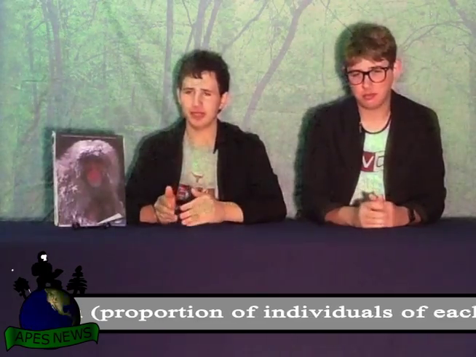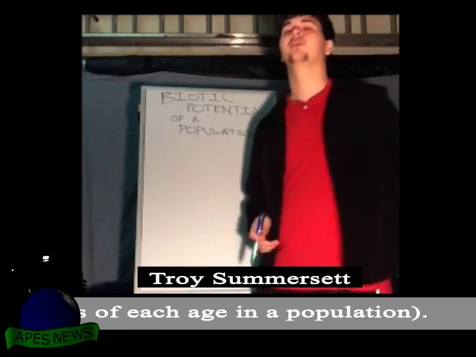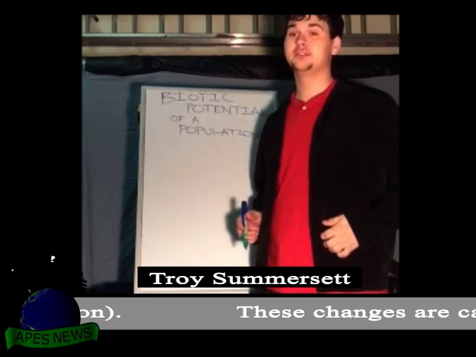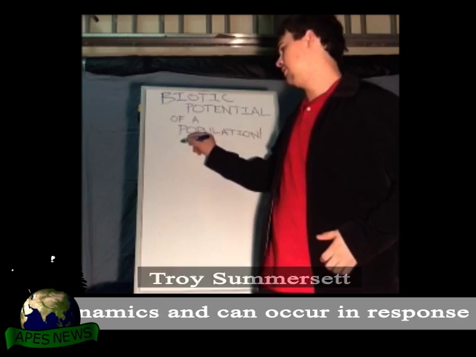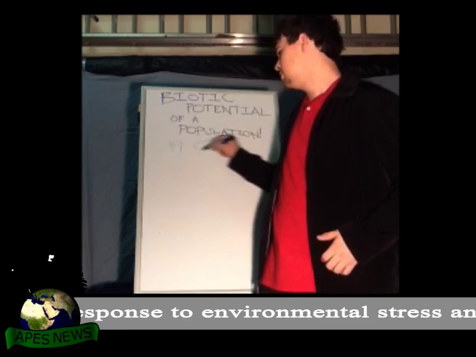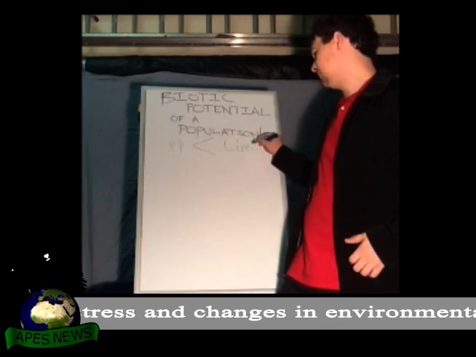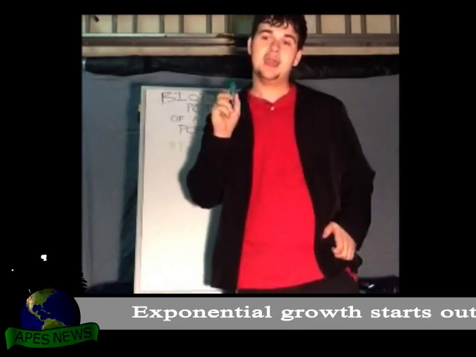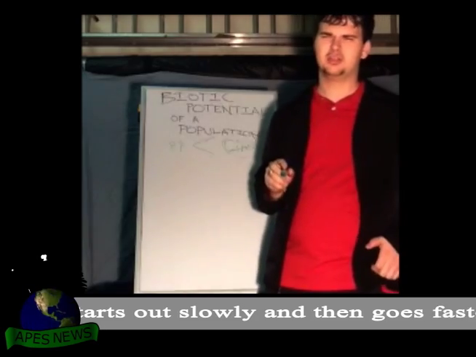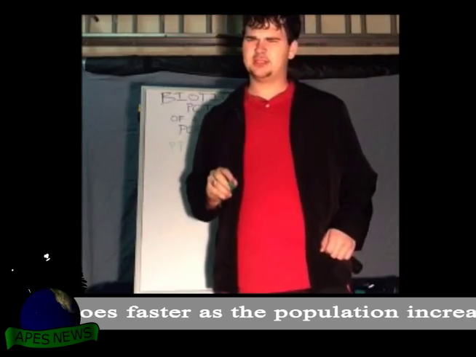Thanks, Brad. We have an expert here with us today to explain to us about biotic potential of a population. Thank you, Will. Well, put simply, the biotic potential of a population is the maximum rate at which the population can increase when there are no limits on its growth. The intrinsic rate of increase is the rate at which that would increase.